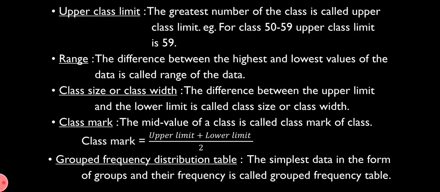Next is the grouped frequency distribution table. Yes. Now, this grouped frequency is used for a large amount of data. So, the data in the form of groups and then frequency is called a grouped frequency table. It means a table in which we can present the data in the form of groups with their respective frequency, and that is called a grouped frequency distribution table.